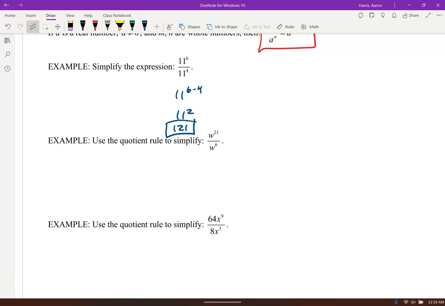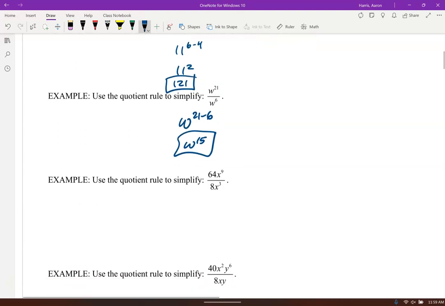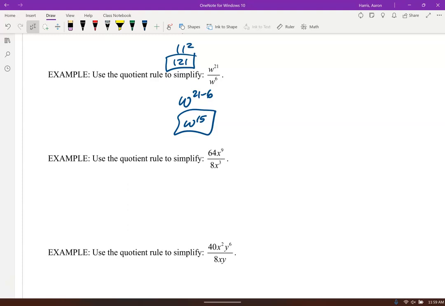Similarly, for this one, I got more w's on top than I do on the bottom. So what's the difference? 21 minus 6 gives us 15, yep. And 64x to the 9th over 8x cubed, 64 over 8. X to the, good, 9 minus 3, yep.